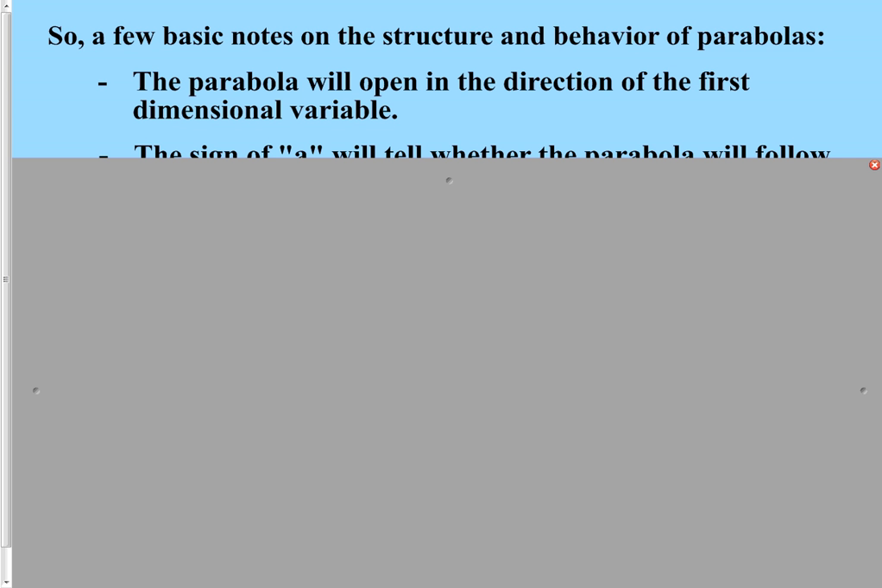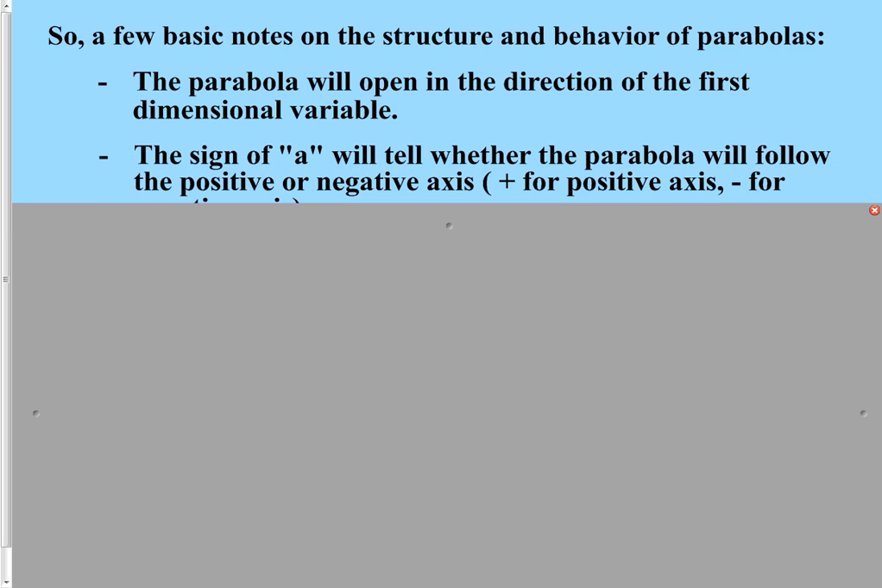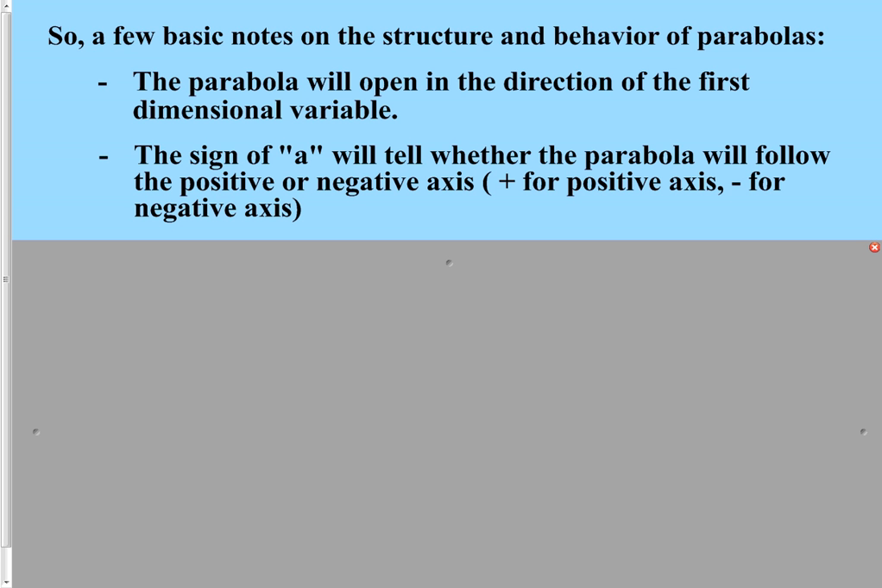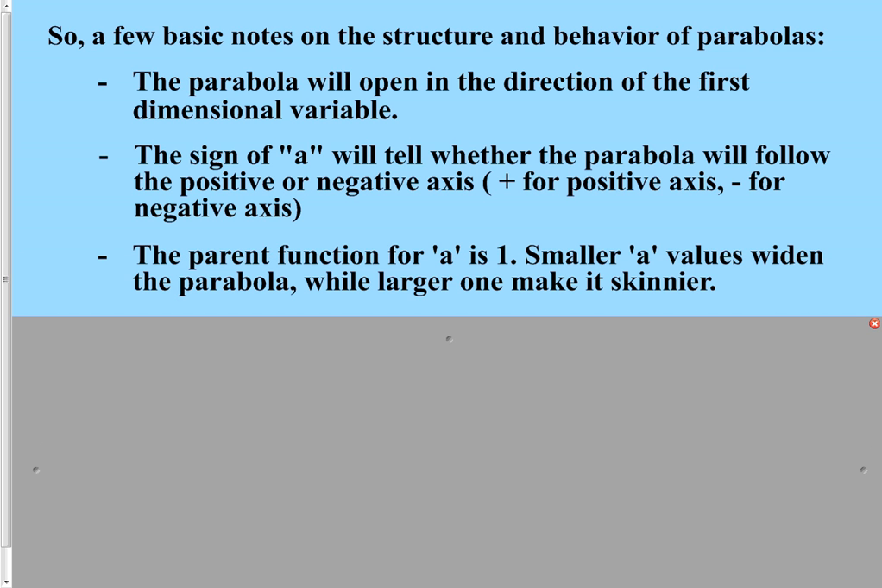And several pieces of information that I imagine we're probably going to have to spend a little bit of time studying. Got to get them in our heads here. The parabola is going to open in the direction of the first dimensional variable. You're just going to have to memorize that. The sign of x squared, when everything's all said and done, that sign will tell us particularly which direction, whether it's going vertically up or vertically down or horizontally left or horizontally right. That comes from the sign of A.